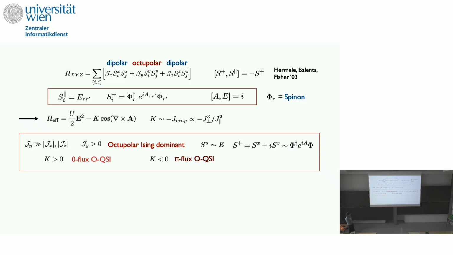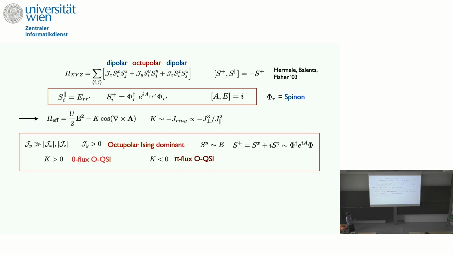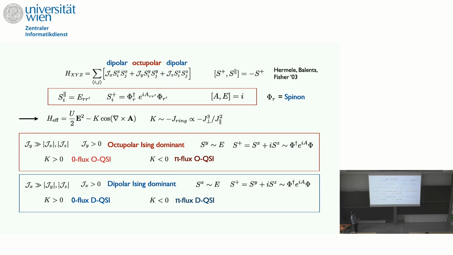But on the other hand, if the dipolar coupling is dominant, then again, the X component will be the electric field, and the other combination will be a spinon and anti-spinon excitation. Again, there are two kinds of possibilities, either zero flux or pi flux. There are four kinds of quantum spin ice that you can possibly get out of this kind of model.